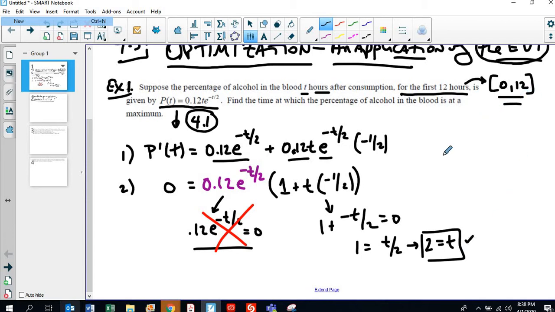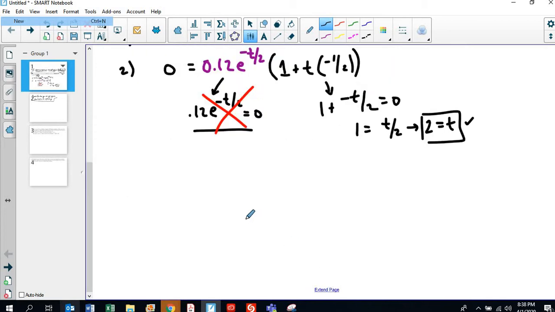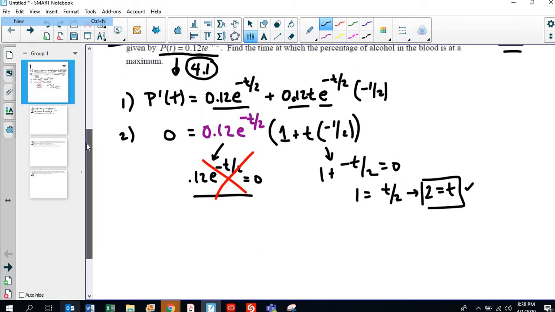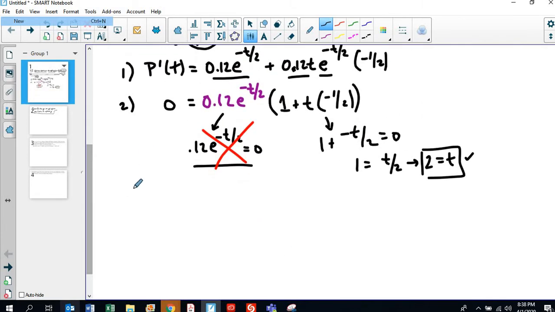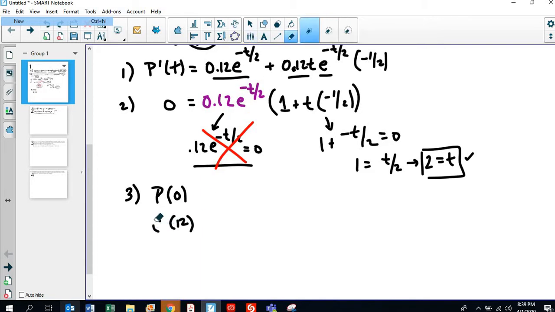So now step 1 is to take the derivative. Step 2 is to set the derivative equal to 0. Step 3, and our last step, is to do the candidates test. We take P and we evaluate it at 0 and at 12 because that's where our endpoints are, 0 and 12.